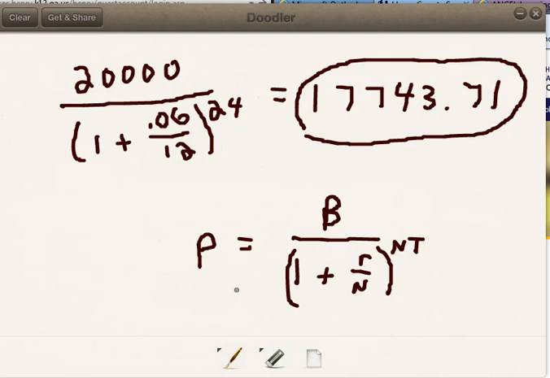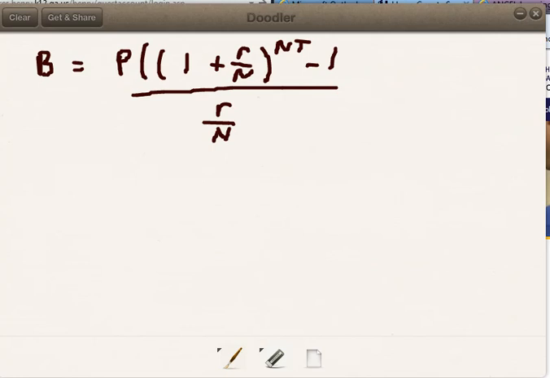That's it for that formula. So basically, it's how much of a lump sum you would need to grow to an amount that's actually going to be given to you. So we'll say this is formula number 1.